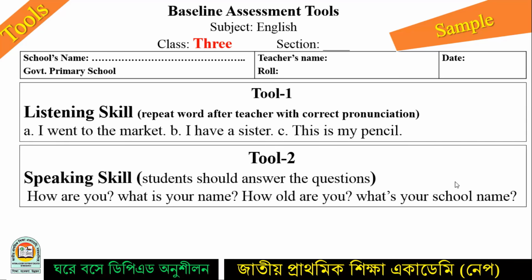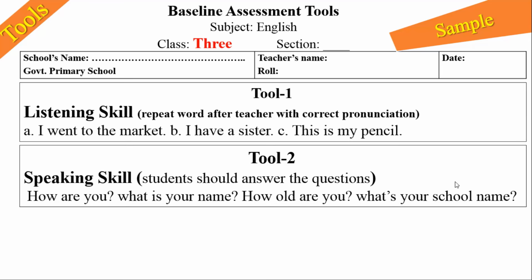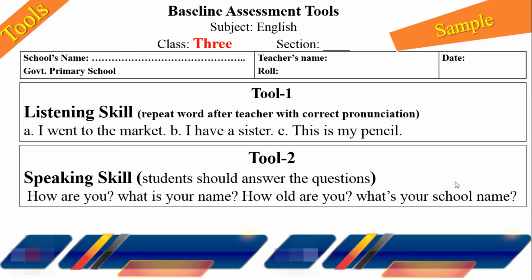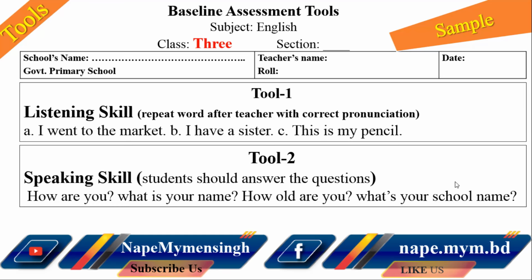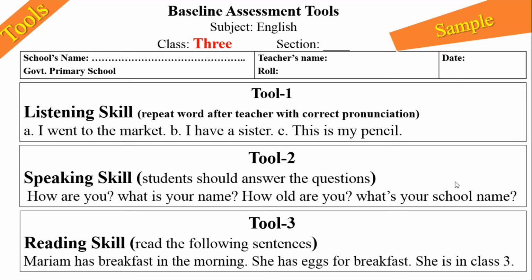Tool number 2, speaking skill. Students should answer the questions. You have to ask the following questions and your student will answer these questions. If he is able to give answer, you can give tick to the form assessment tools. And then tool number 3, reading skill. Read the following sentences. So in here he had to read with correct pronunciation and also with understanding.